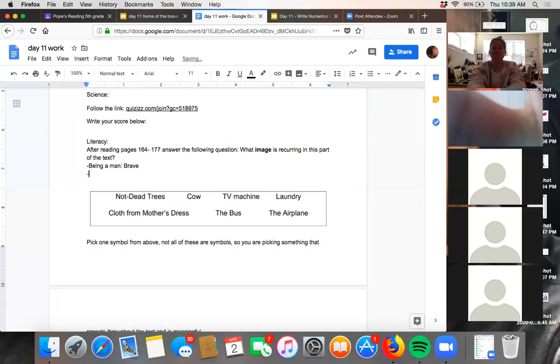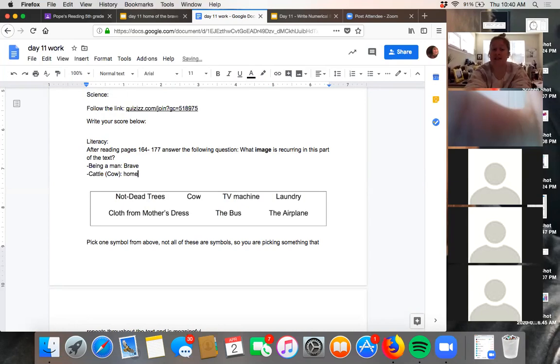What's another symbol? It keeps being brought up. The cow. There it is. I heard it. The cow. Cattle or a cow. What does that symbolize for Kek? Life. Okay, remember he's not from just Africa, he's from Sudan. But yes, it symbolizes his old life.